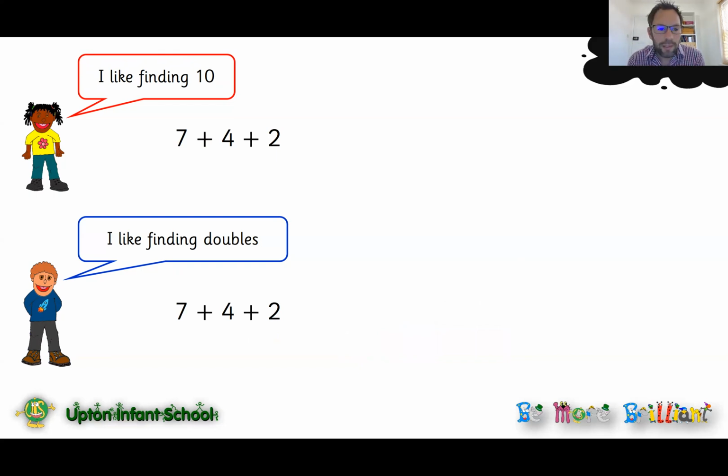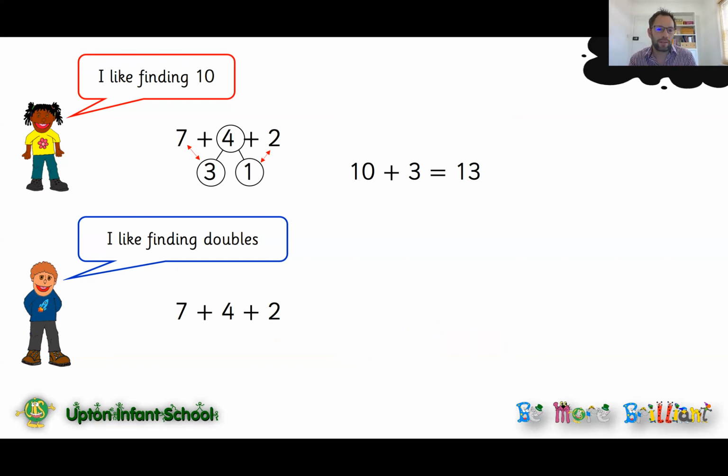Oh, Poppy's saying something. Poppy's got an idea. What's that, Poppy? She thinks because she couldn't find 10, she can use partitioning to make 10. What are you going to do, Poppy? Oh, look, she partitioned the 4 into 3 and 1. Can you see how she's going to make 10? Look what she's going to do. The 7 and the 3 make 10. And then she's got the 1 and the 2 that makes 3. So she can then do 10, add 3, which equals 13.